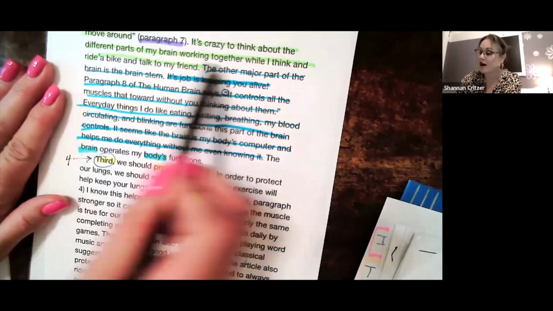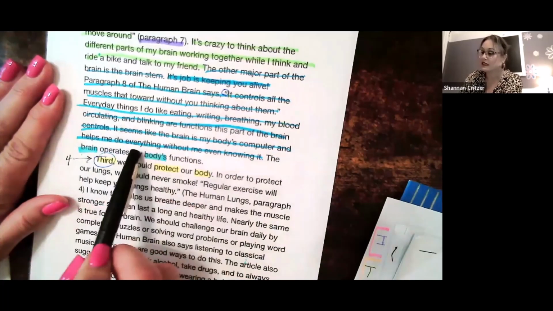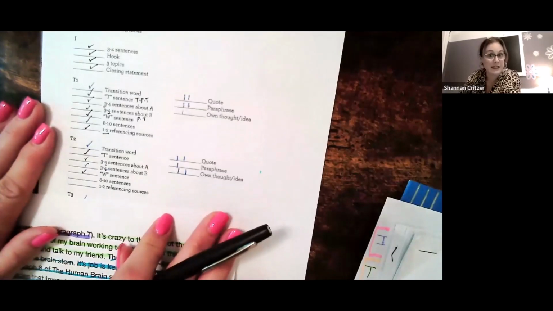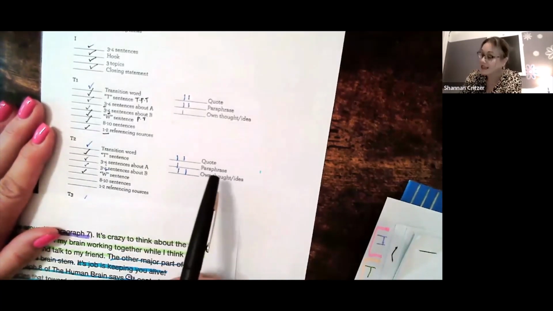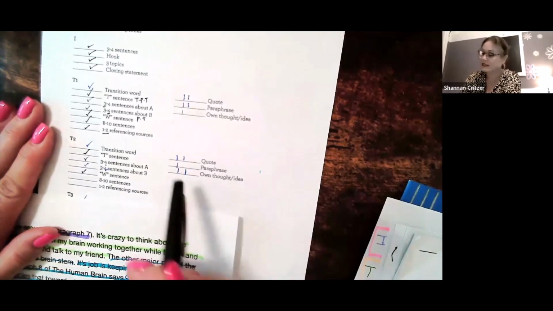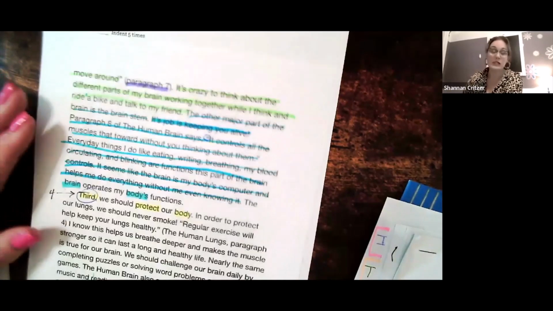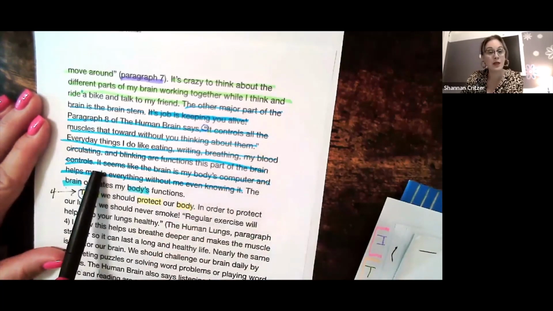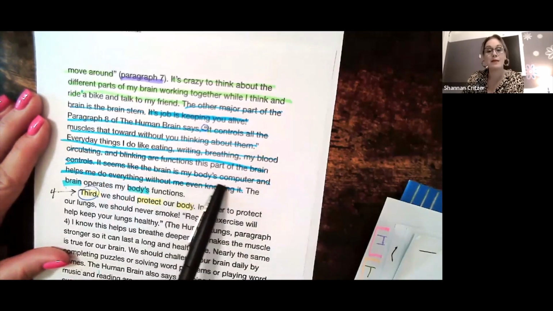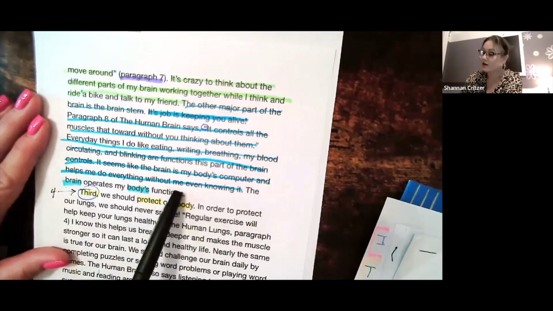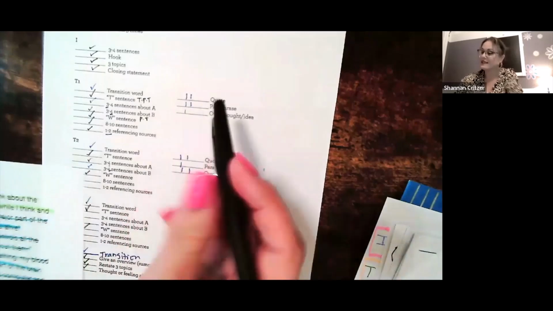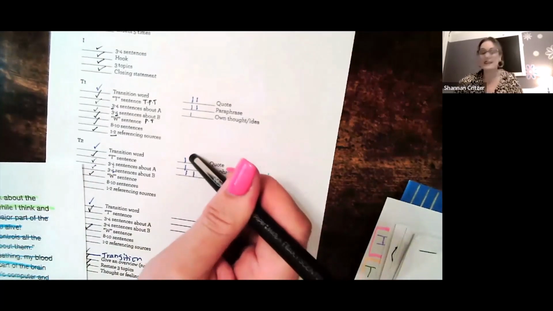And I have highlighted all of them in blue, and I have circled here my quote, and I have come down here to my checklist so that I can remind myself, yes, I have my own thought and I have a second quote. So right here you see my quote, and then down here I have my own thought where it says, it seems like the brain is my body's computer and helps me do everything without me even knowing it. Okay, so boys and girls, that is an own thought and my quote.